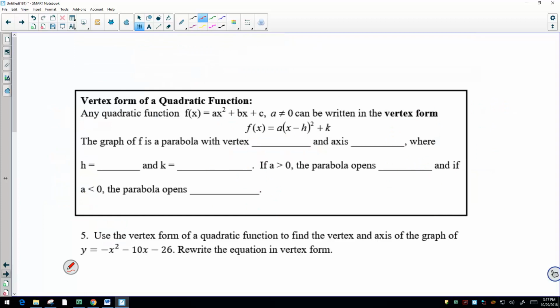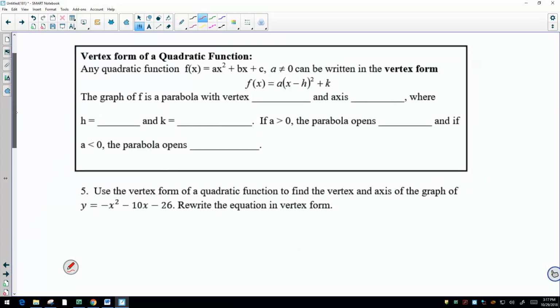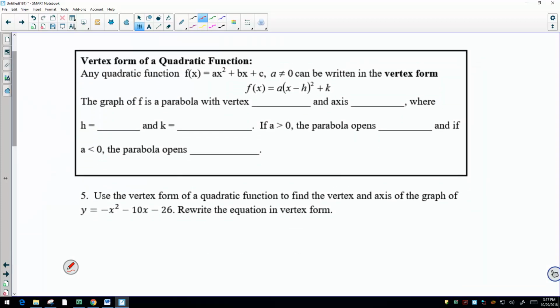Now lastly, you could have a different form of this quadratic equation. This is called vertex form. And you can see our vertex form. Here's our formula. Looks a little different. And we will get some formulas for this. So the vertex is going to be the coordinates h comma k.